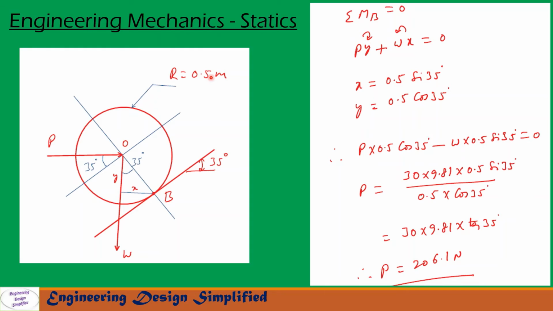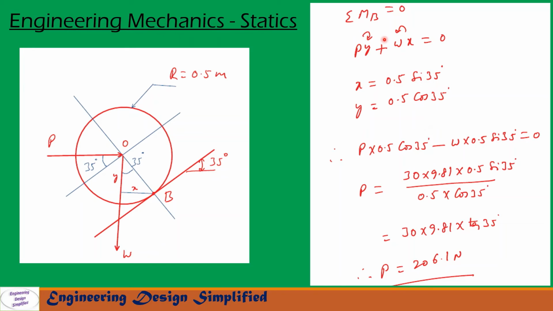Radius of the cylinder is 0.5 meter. So from O to B, that length will be 0.5 meter. Let us define this Y and X. Since this angle is 35 degrees, X will be 0.5 sin 35 and Y will be 0.5 cos 35.